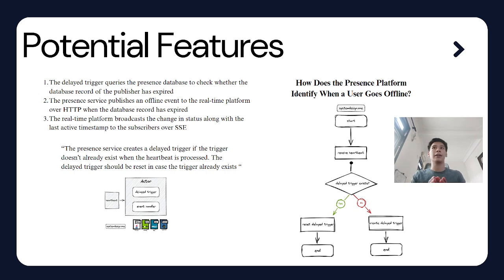So if, let's say, the delay trigger is set to 1 minute, and after 1 minute the server does not receive any heartbeats from the client, then we can decide they are offline. So here's the flow. The delay trigger queries the presence database to check whether the database record of the publisher has expired. The presence service publishes an offline event to the real-time platform over HTTP when the database record has expired. And the real-time platform broadcasts the change in status along with the last active timestamp to the subscriber over the WebSocket.